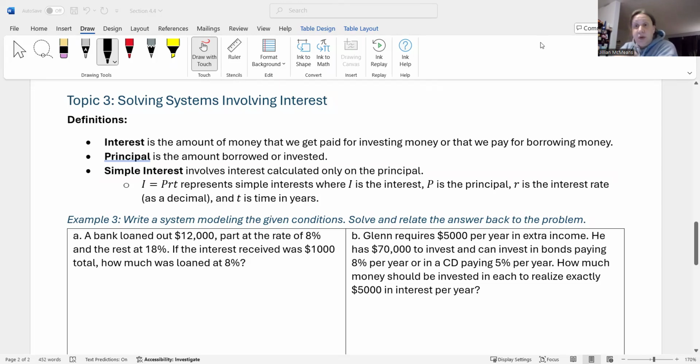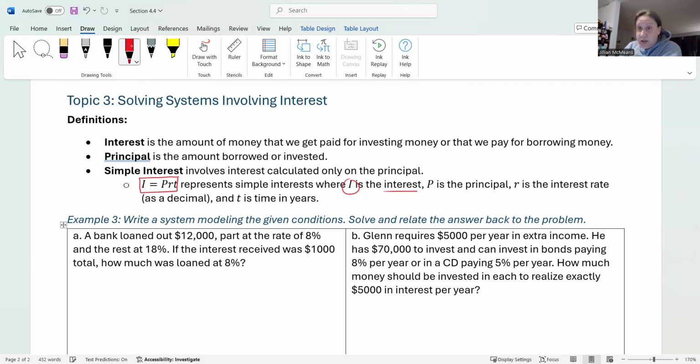And then finally, simple interest, we're going to use a simple interest formula here. If you were in a class where you were looking much deeper into personal finance, you would look at other formulas, but simple interest does the trick for us. So simple interest involves interest calculated only on the principal. Okay. The formula that we need to know is I equals PRT.